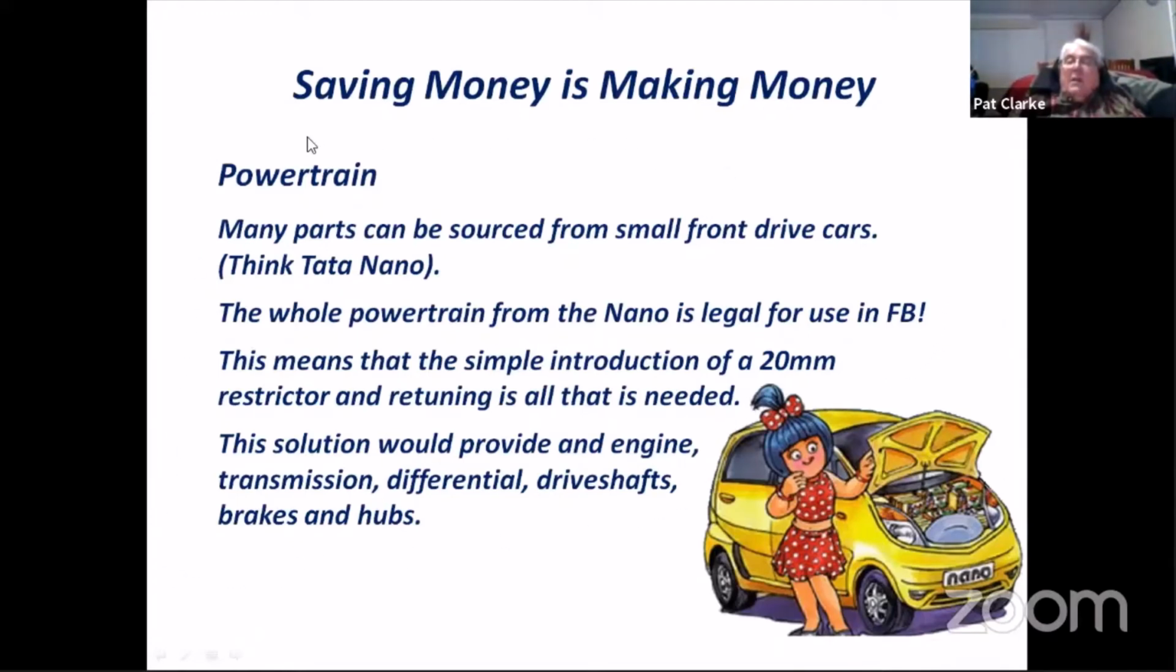And I think a Nano throttle body is very close to that anyway, which means that the effect of the restrictor will be virtually nil. So you'll have none of the problems that you would have had previously with choking the throttle body on an engine like the 390 KTM.